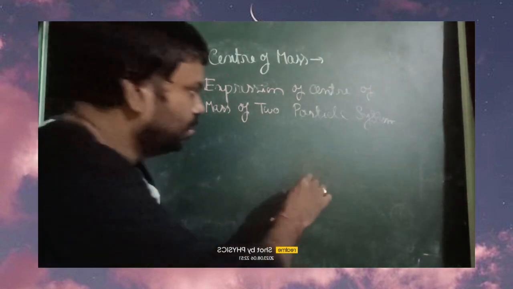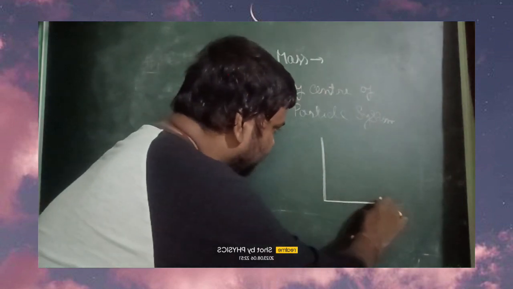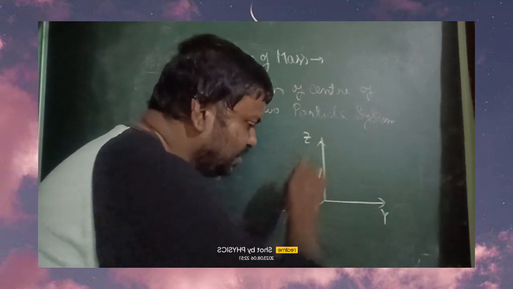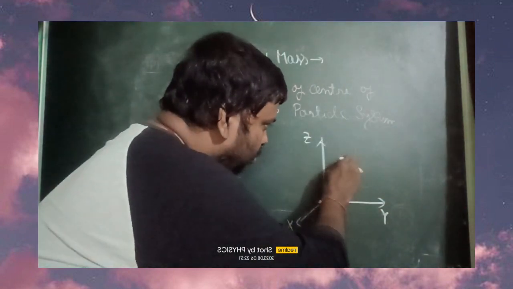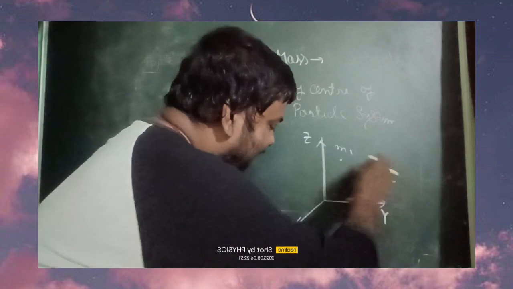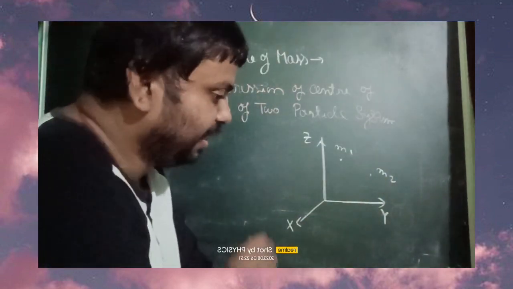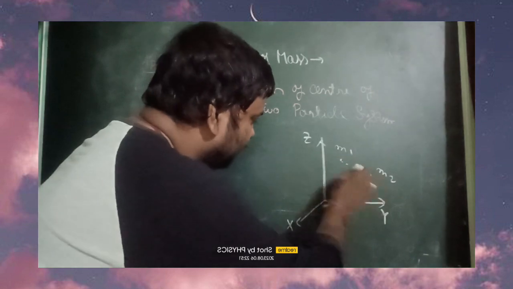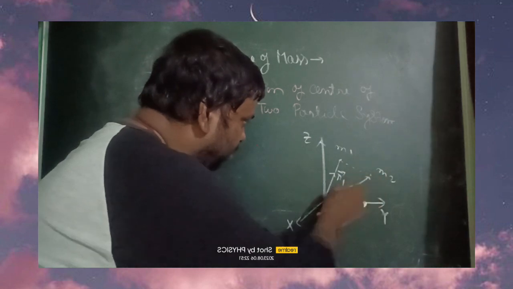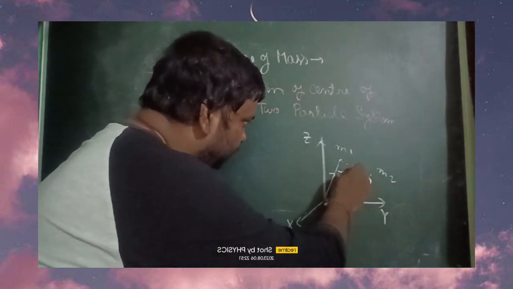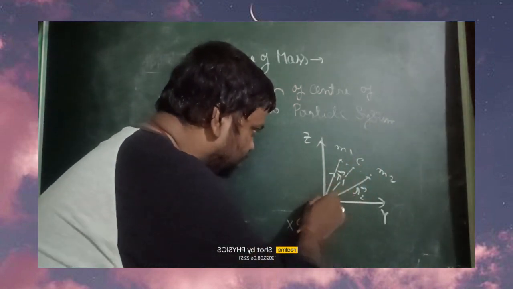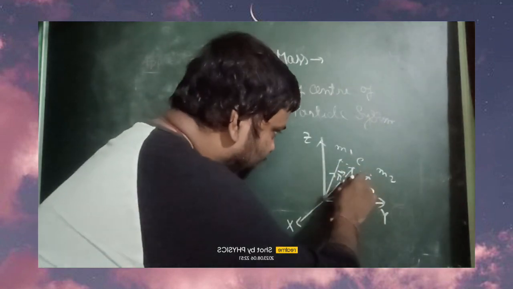Draw the right-handed Cartesian coordinate system. This is x, y and z. Now take two point objects. The masses are m1 and m2. Now join them. The position vectors are r1 and the position vector of m2 is r2, and this point is C, and its position vector is capital R.